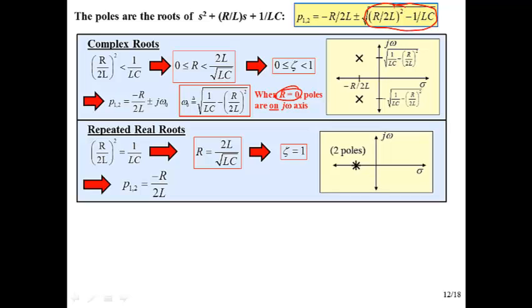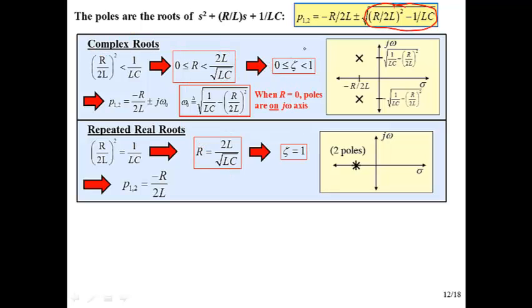And if you plug this value of R into the equation for our damping ratio zeta, you'll find this has a zeta of 1. And coming back up to the complex root case, if you plug an R in this range into the zeta formula, you'll find that you have a zeta less than 1. And zeta will be greater than or equal to 0, obviously. R equal to 0 gives you a zeta of 0.